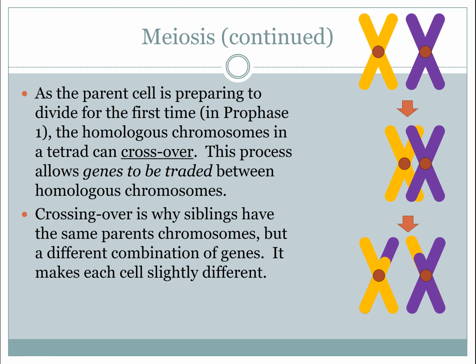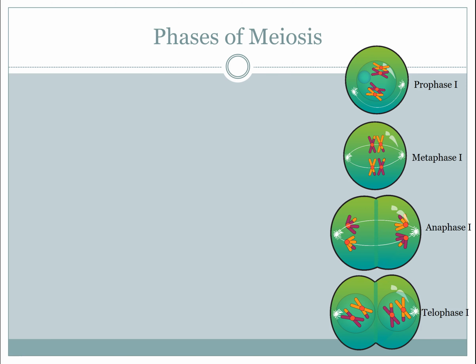So I have a sister, and my sister and I both got the same set of chromosomes from our parents, but a slightly different combination of genes, because depending on how those chromosomes crossed over, we ended up with a different, mixed and matched set of genes. And that makes each cell that is created, each egg cell or each sperm cell, slightly different. So that each baby it produces is going to be slightly different.